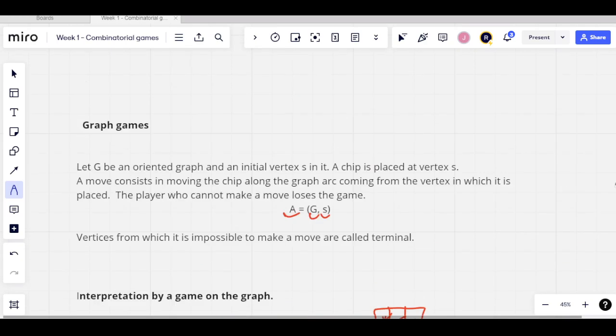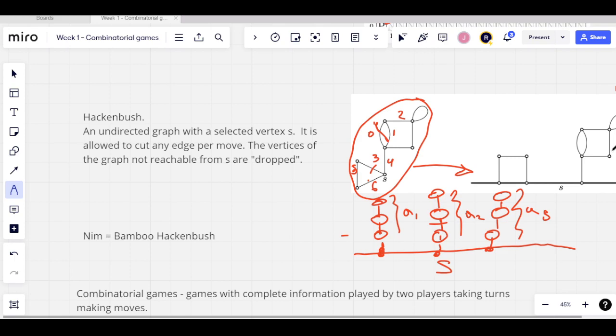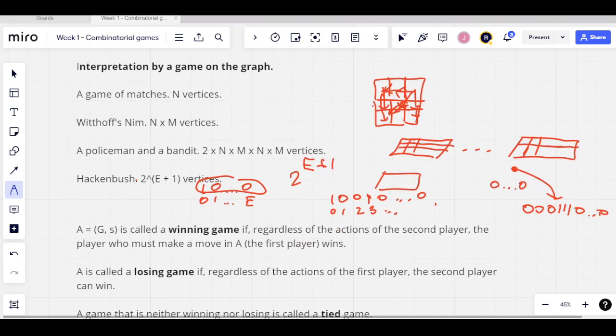We have different edges. Our graph can be represented like this. We can cut any count of edges. Okay, your question is, can we compress our graph, our states? Yes, we can do it, but this is the upper bound.